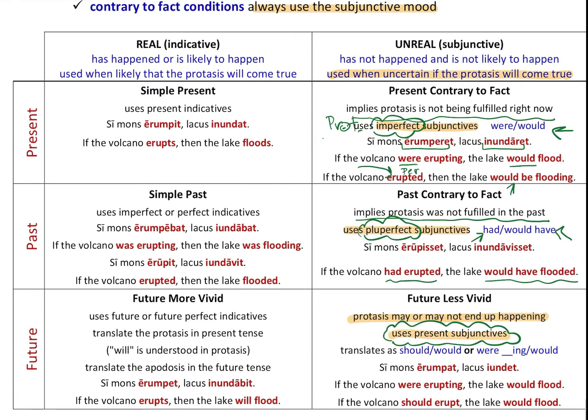Okay, and remember that these are easy to spot because they start with a si or a nisi, right? So it's not as confusing as you think it will be. Just break it down. Look for what tense everything is in. Look and see if it's subjunctive or indicative, and that will help you. All right. So it translates as should or would or were verbing, would. Okay.